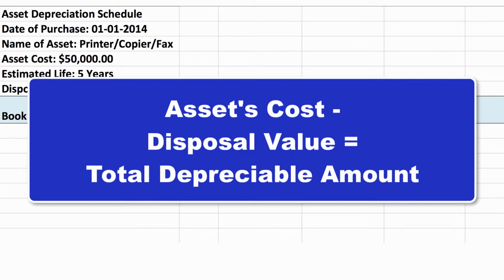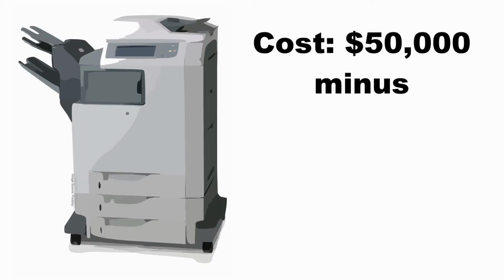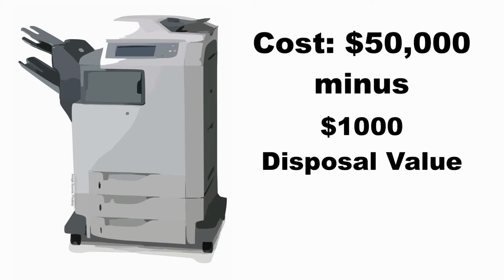Accountants use a simple formula to determine the depreciation amount. They take the asset's cost, subtract its disposal value to get the total depreciable amount. The printer costs $50,000 minus its $1,000 disposal value, which means that the total depreciable amount will be $49,000.